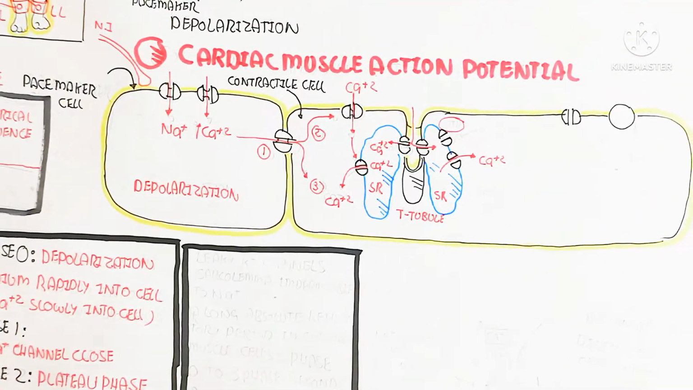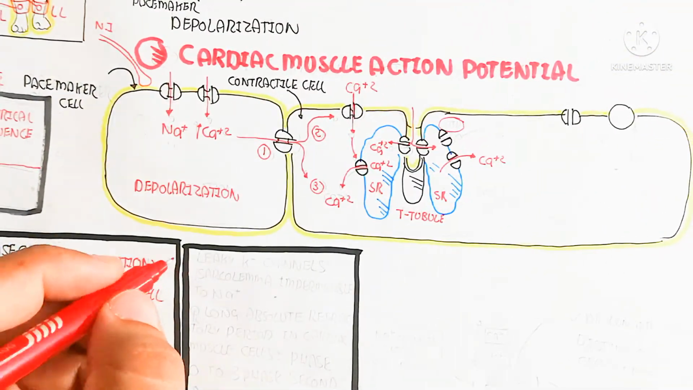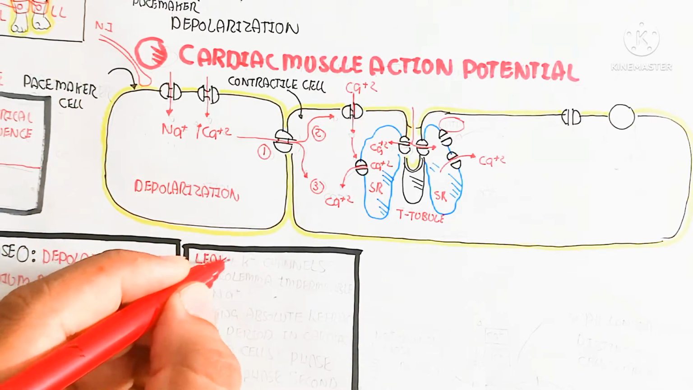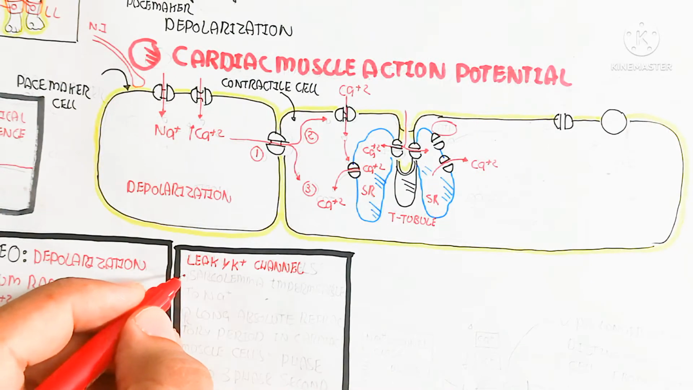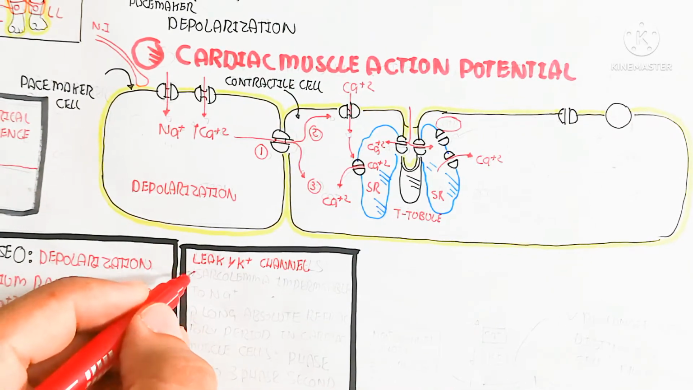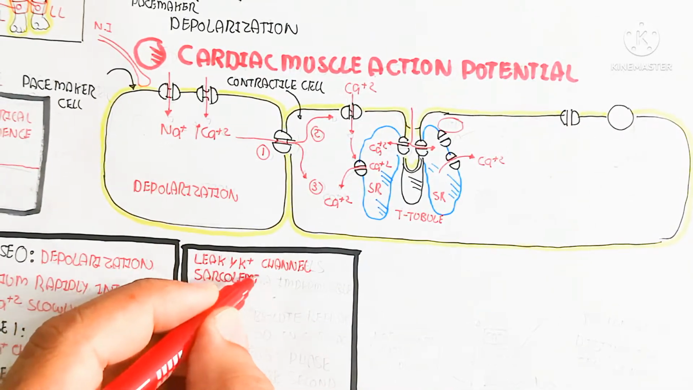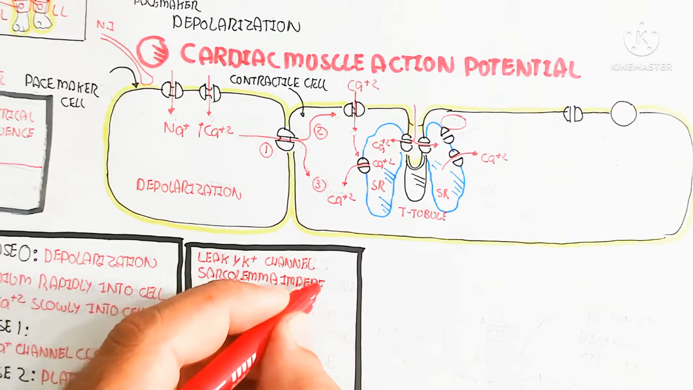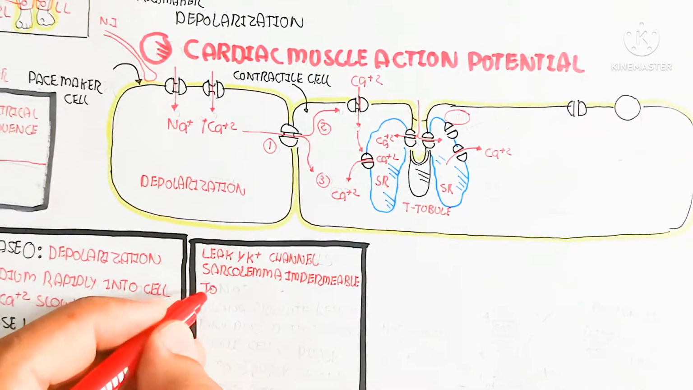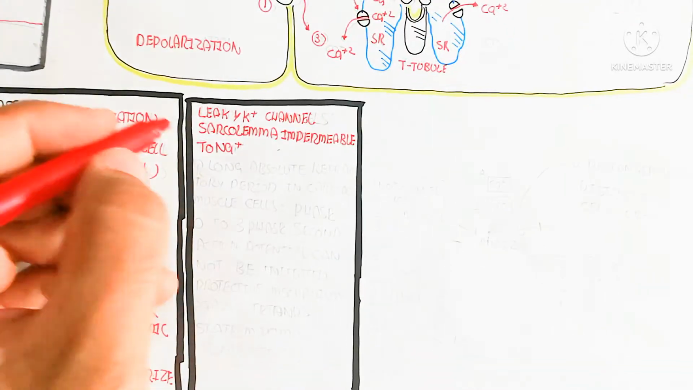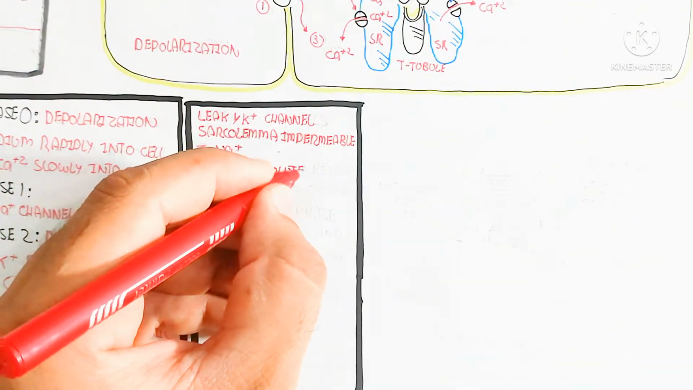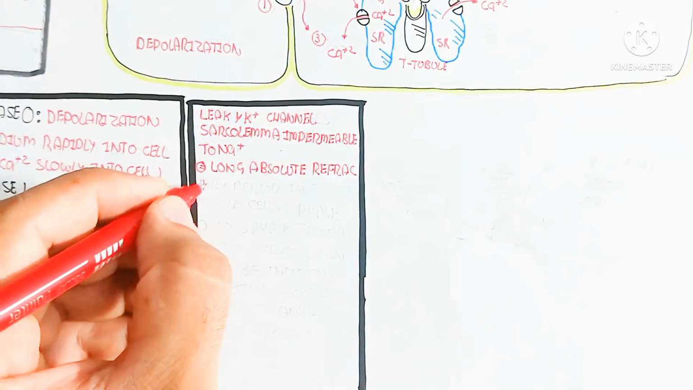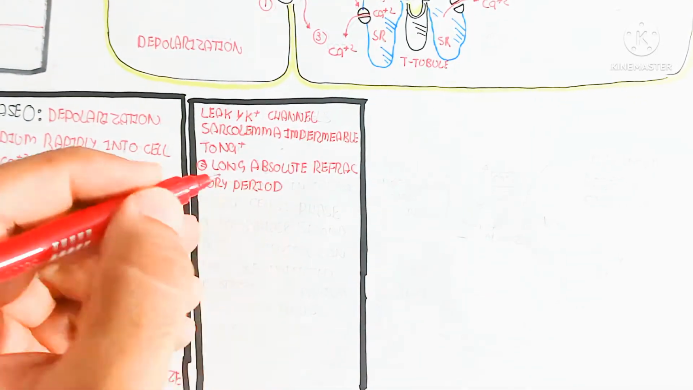Phase 3 is basically the rapid repolarization: the calcium channel closes, and potassium rapidly moves out of the cell, and the potassium and sodium ion positions are reversed. And phase 4 is the resting potential. In the resting potential, there are leaky potassium channels, the sarcolemma is impermeable to sodium, and there is a long absolute refractory period in the cardiac muscle cell.